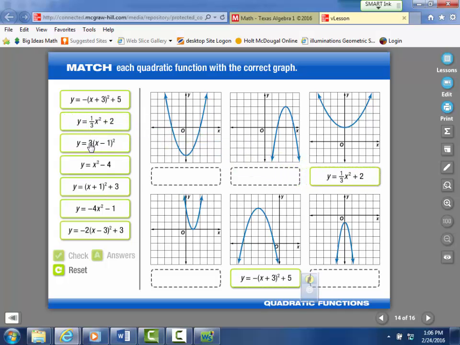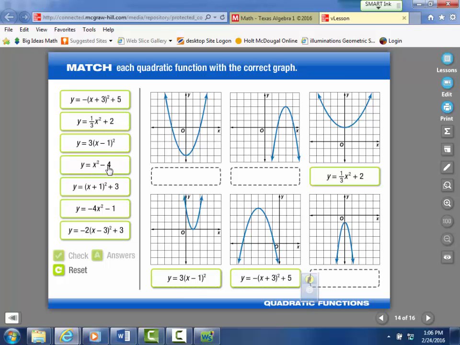Okay, and then here we have 3 out front, so it should be kind of skinny. It's positive, so it's opening up, and this minus 1 means it went to the right one. So this one's opening up, kind of skinny, and it's to the right one.